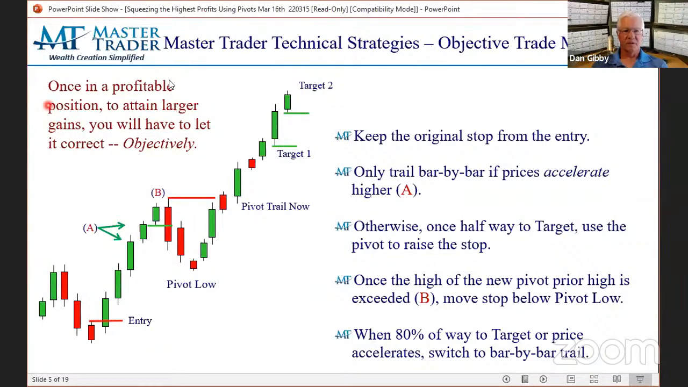So up here in the upper left, this is just to put it in perspective. Once you're in a profitable position, if you want the bigger gains, you're going to have to let it correct. Correct means retrace against you, because I still have a bigger gain target on the table. So let's just take this hypothetical here.